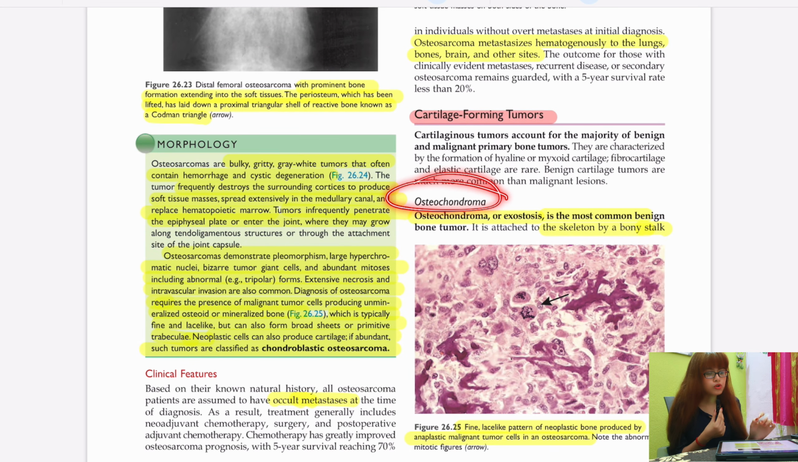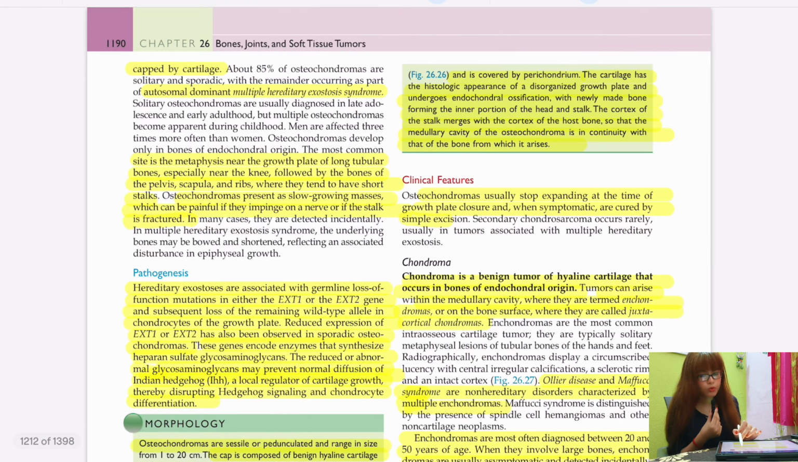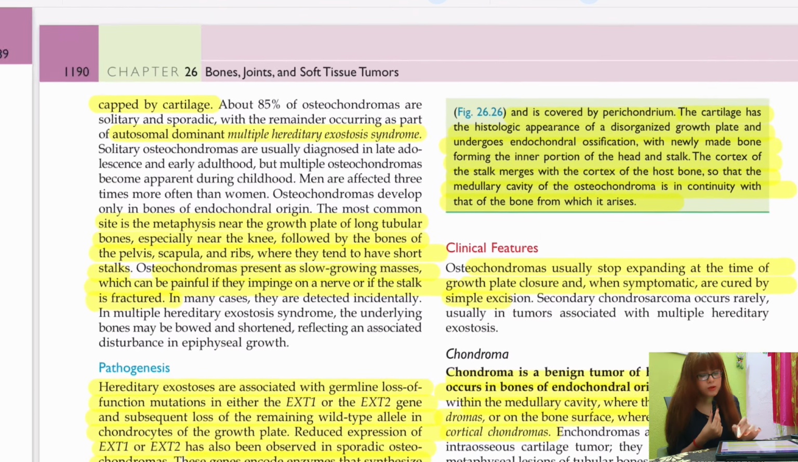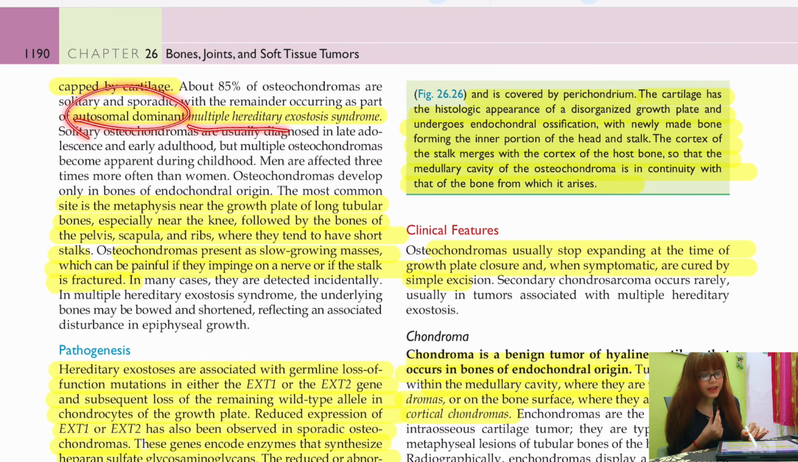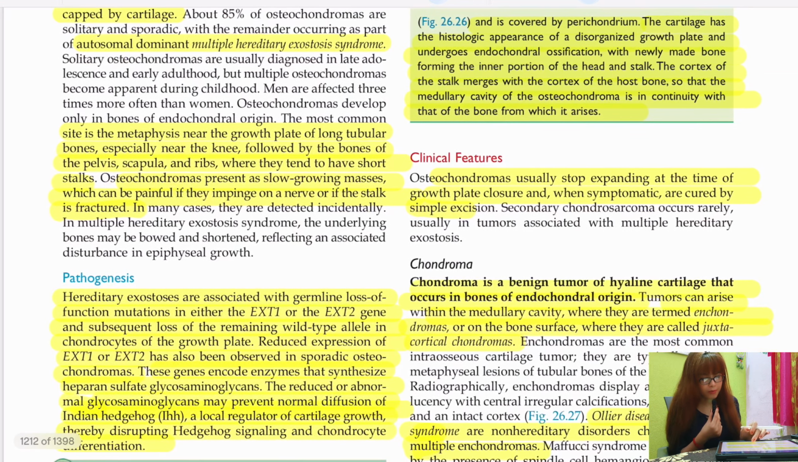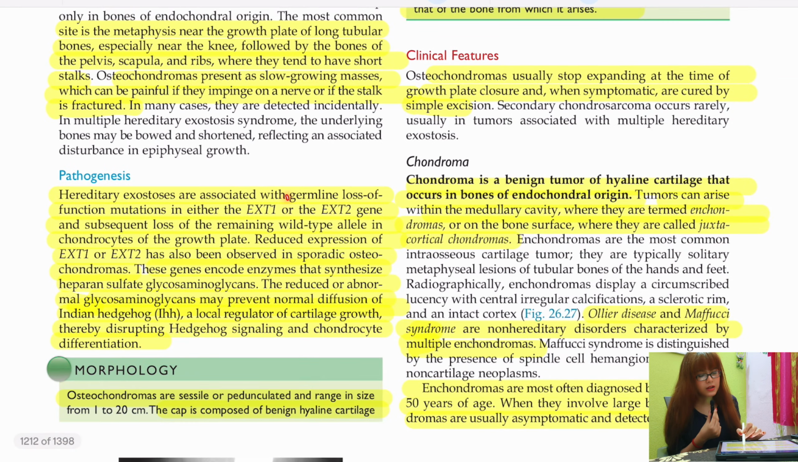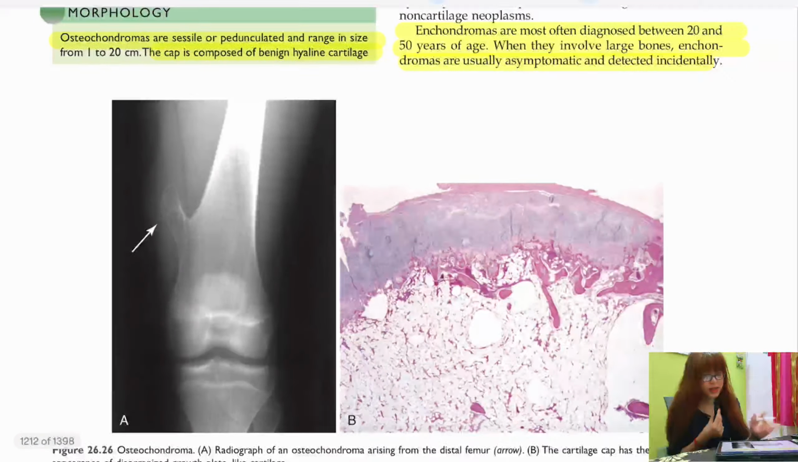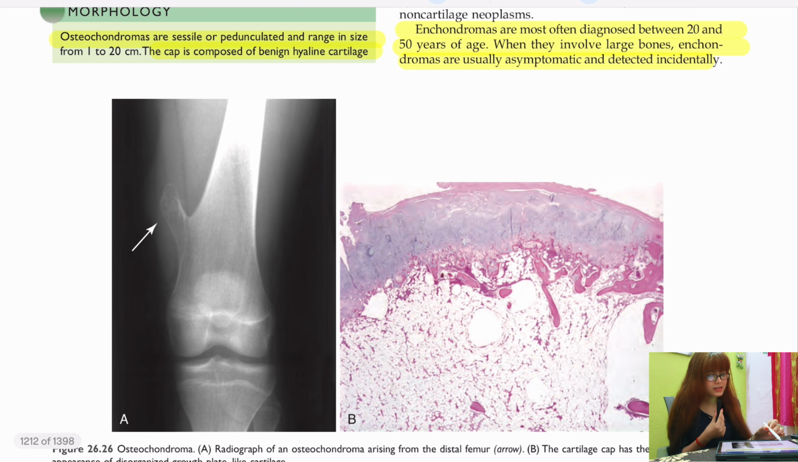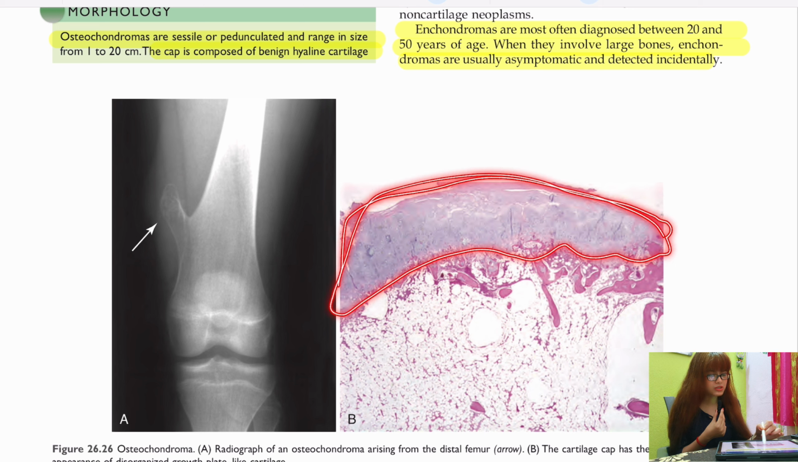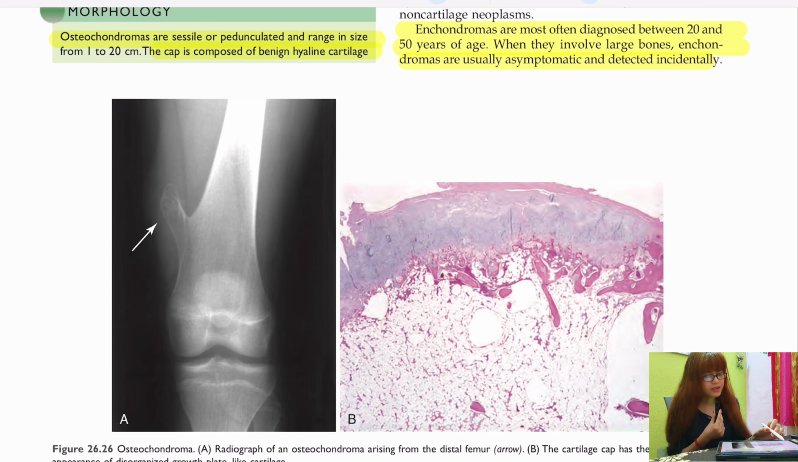So coming to osteochondroma, osteochondroma is known as exostosis. It is having a bony stalk which is covered by cartilage. Autosomal dominant multiple hereditary exostosis syndromes can also happen. The genes mutated are the EXT1 and the EXT2 genes. As you can see that this is the osteochondroma, and this is the hyaline cartilage or the cartilage cap which is seen over here. Okay, this is having a disorganized growth plate like cartilage.